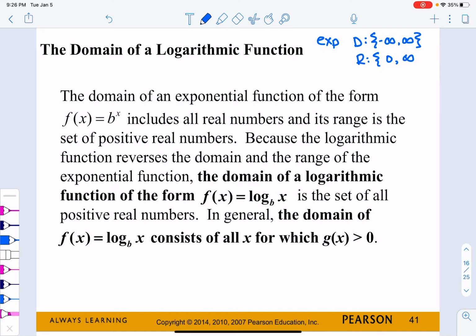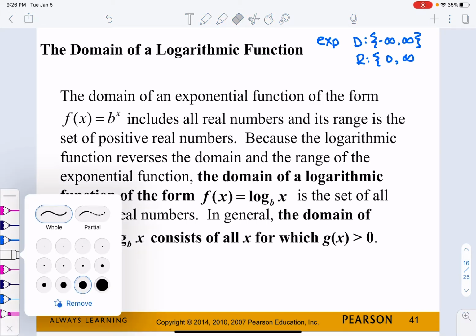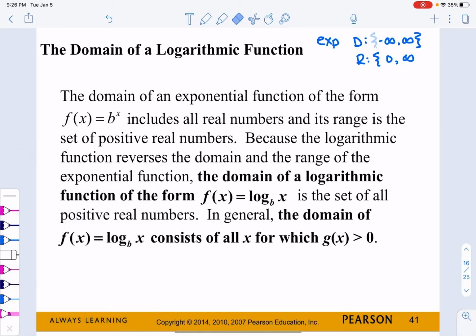I was working on some algebra 2 stuff. I don't really want these as squiggles. I want these as parentheses. Sorry about that. So that's our domain and our range of our exponential.